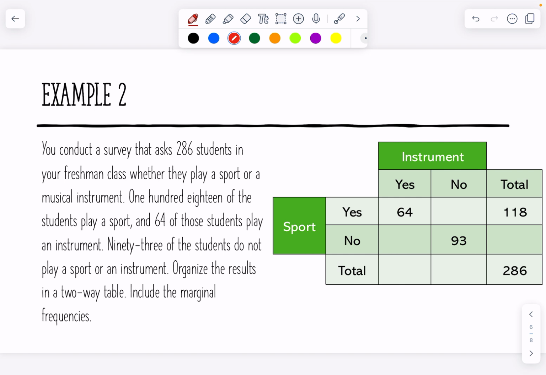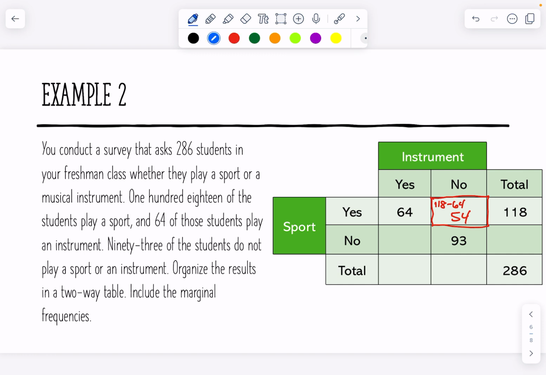Now, the first box I'm going to find is this one. That's because there's only one blank across this entire row here. So if I wanted to figure out the number of people that said no to having an instrument, but yes to playing a sport, I'm going to take 118, the total, and subtract 64, which is the part that was added to get that 118. So 118 minus 64 is going to give me 54.